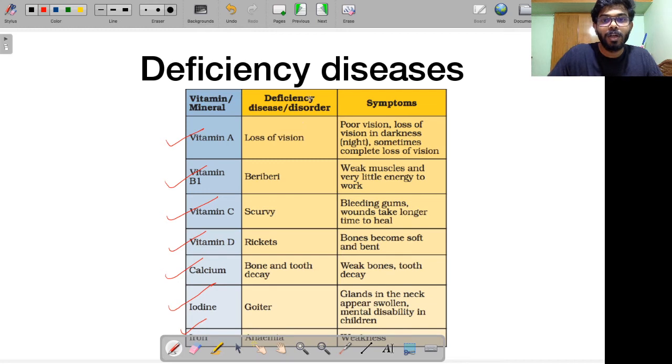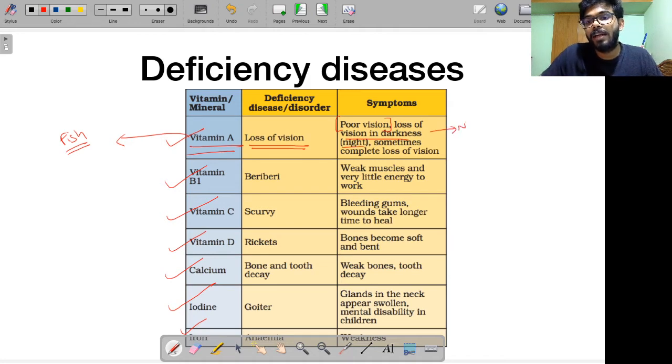Alright, so if you see, as I told you, vitamin A is very, very crucial for your eyes. For having a healthy eye and healthy skin, vitamin A is very, very crucial. And I told you a good source of vitamin A is your fish, right? So if your body gets less of vitamin A, then what happens? This will eventually result in loss of vision. Okay? Initially, you might have poor eyesight, poor vision. There will be loss of vision in the darkness. This is called night blindness.